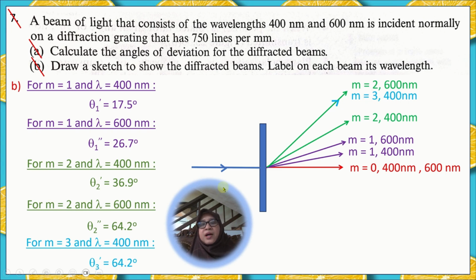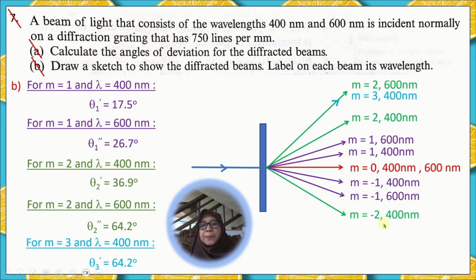So m3 400 nanometer. And don't forget we have a negative order. All this is the positive order, and for negative order, we do the same. Okay, so that's the sketch to show the diffracted beams. Done. Question 7.